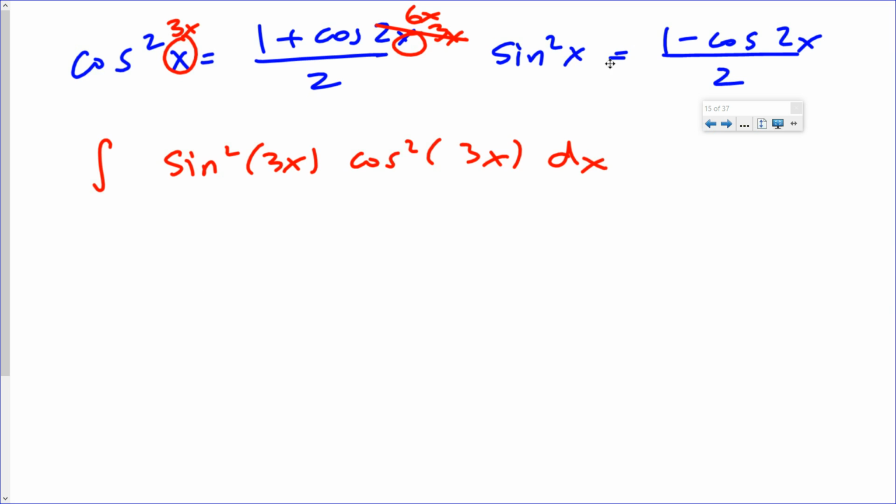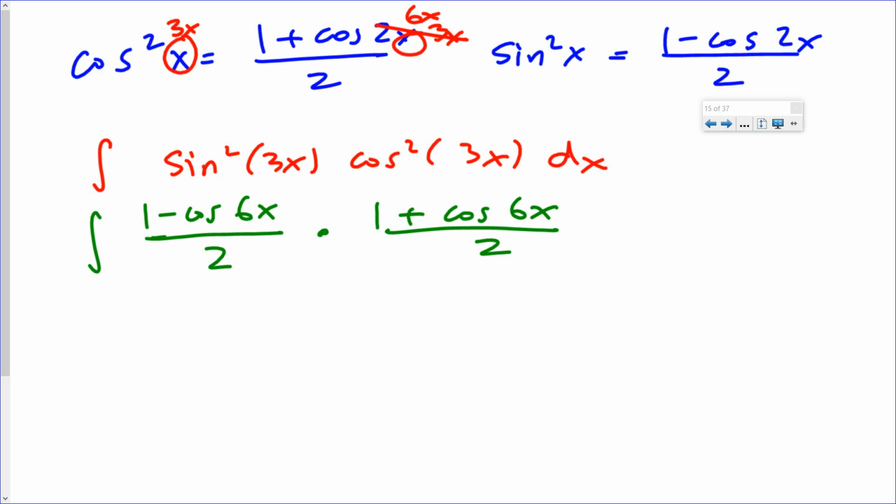So sine squared is this formula right here. So you're going to do the integral of 1 minus cosine 2x, oops, it's not 2x, what is it? 6x over 2. Now, all I'm doing is substituting in the formula. What's cosine squared going to be? 1 plus cosine 6x over 2 dx. Now if I take the integral of this, then I'll get the integral of this.